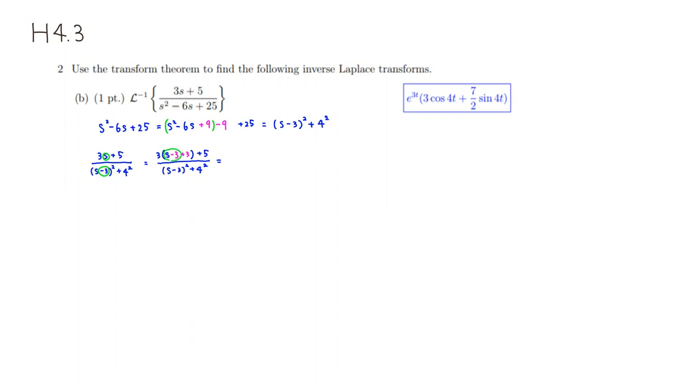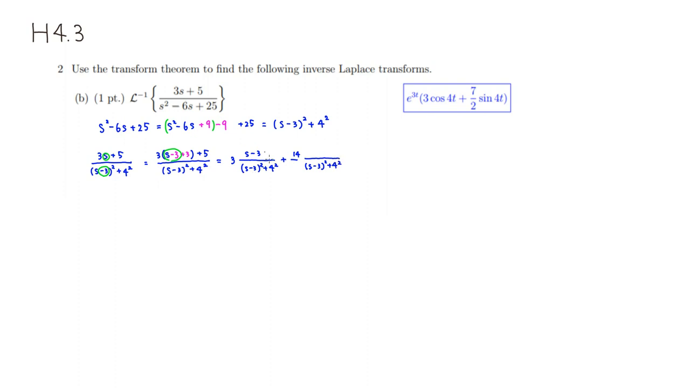So this is going to be equal to, I'm going to keep those two terms together. We're going to have 3 here, then s minus 3 over s minus 3 squared plus 4 squared, and a plus. So you have 3 times 3 is 9, and 9 plus 5 is 14. So I'm going to put the 14 here, over s minus 3 squared plus 4 squared.